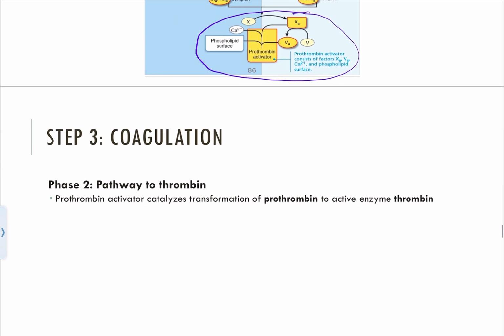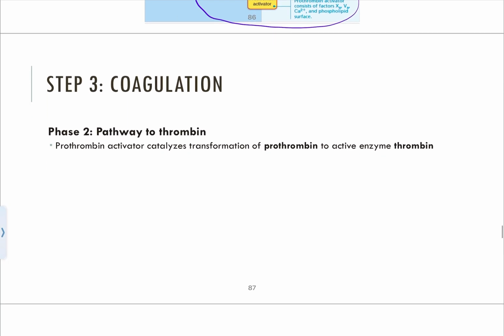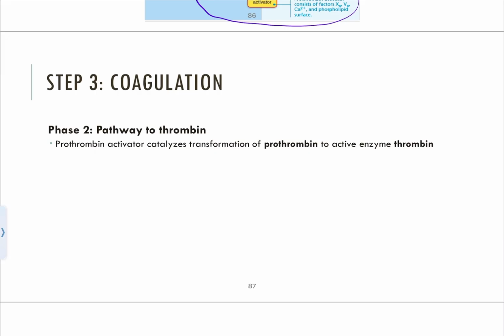So we made in phase 1 our prothrombin activator, so then we can move to phase 2. And phase 2 is pretty simple. Basically what we're doing is we're taking our prothrombin activator and we're activating thrombin. That was the whole purpose of making that in phase 1.